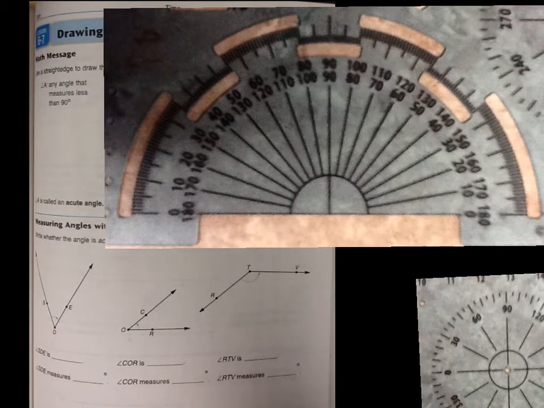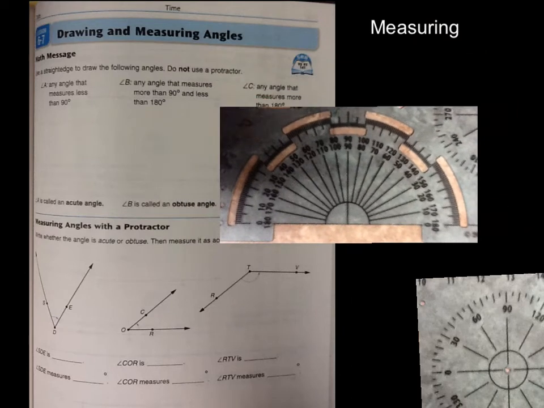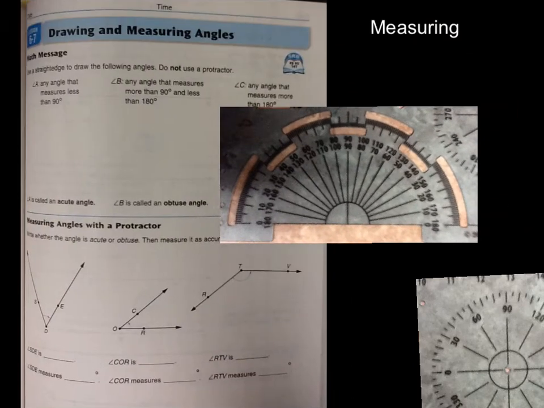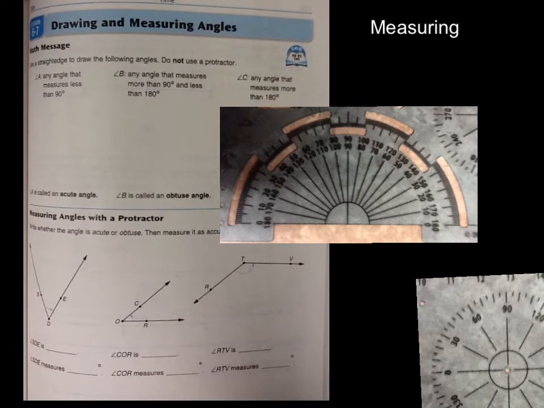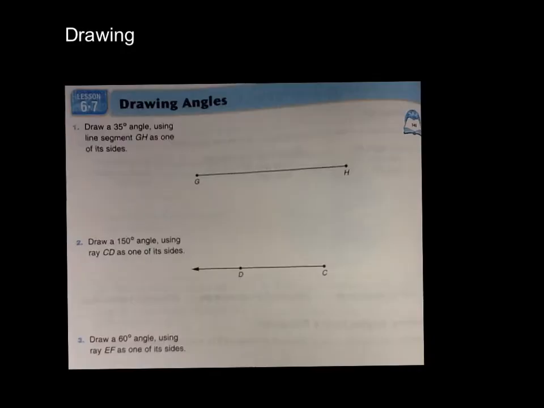At this point, we're going to pause the video and try out using the protractor on lesson 6.7 on the page that says drawing and measuring angles. We're going to do this together. Besides measuring angles, we can also draw angles. So let's turn the page. We'll again pause the video and practice drawing some angles.